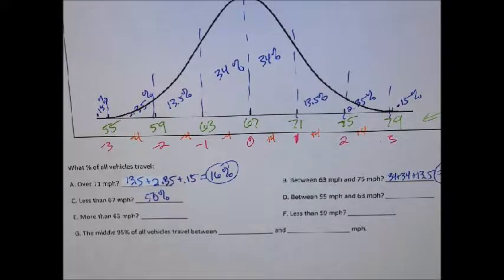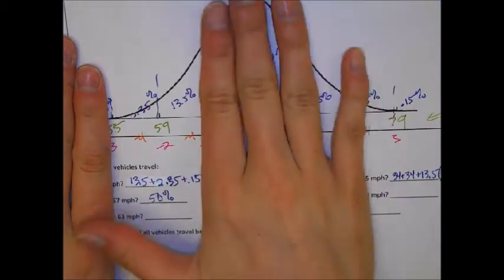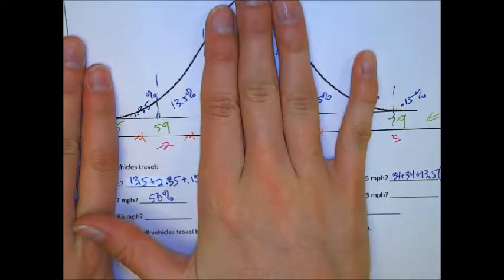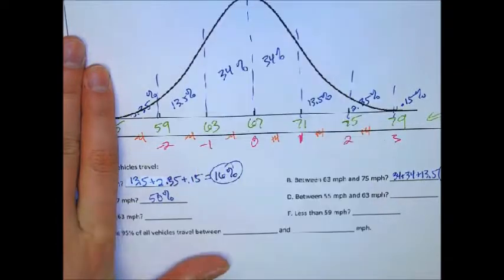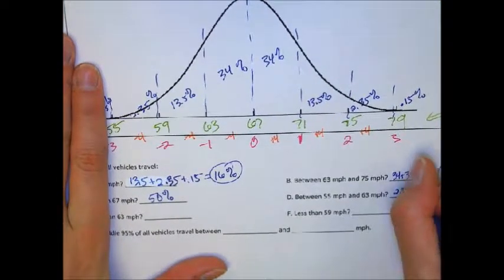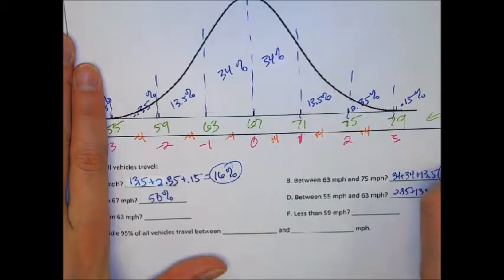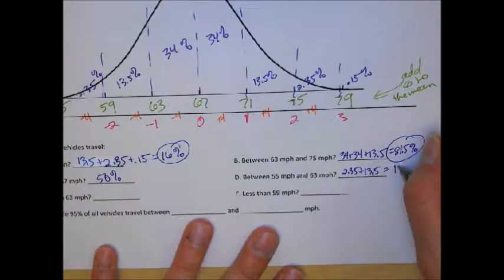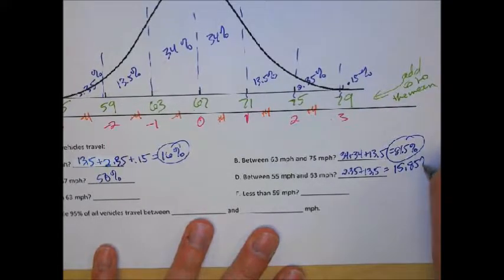For D, between 55 and 63. Here's 55, here's 63. So we can add those up, 2.35 and 13.5. That's going to give me 15.85%.